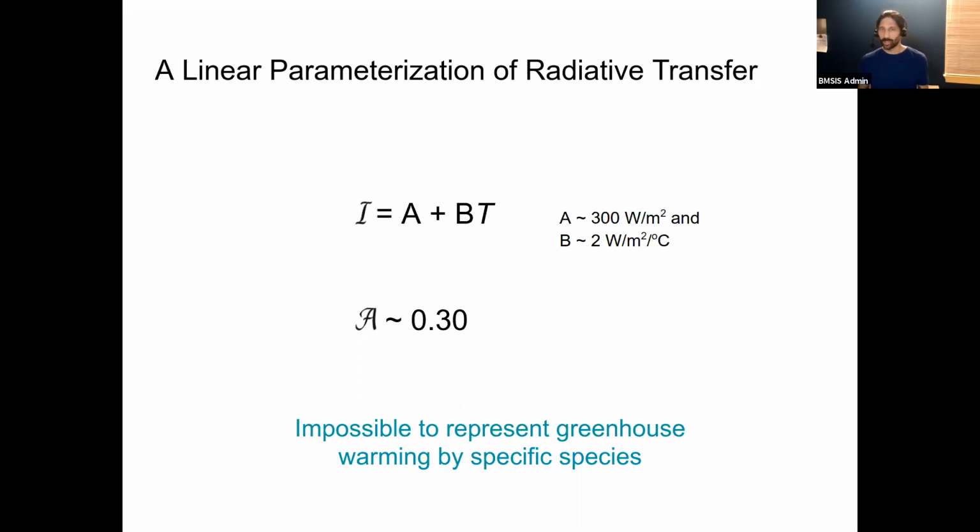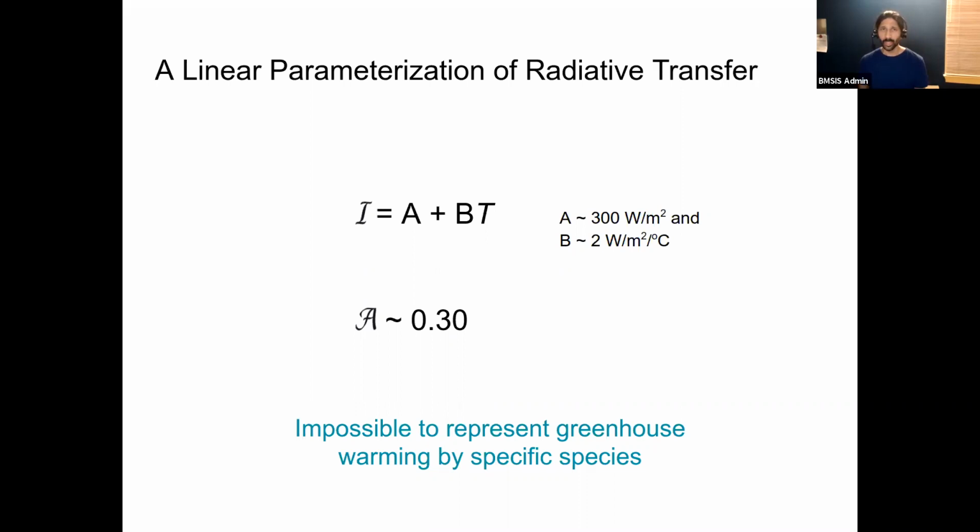You can explore a little bit just how that latitudinal temperature profile changes with temperature. You can explore variation of these parameters A and B, but it's really impossible to represent greenhouse warming by specific species if you're interested in saying how much does the climate state warm or the latitudinal temperature distribution change if I increase CO2 from 400 ppm to 1 bar. You can't really do that in a meaningful way with this sort of linear parameterization.